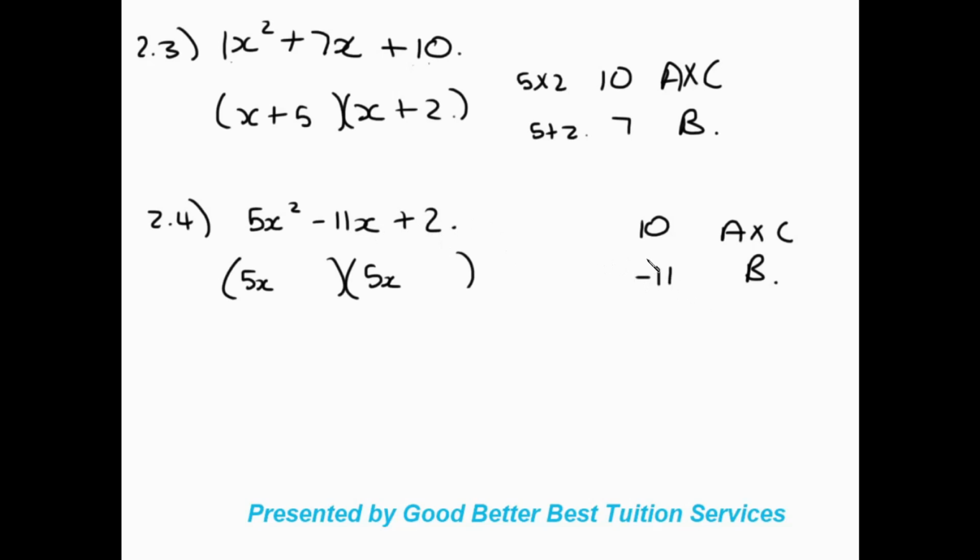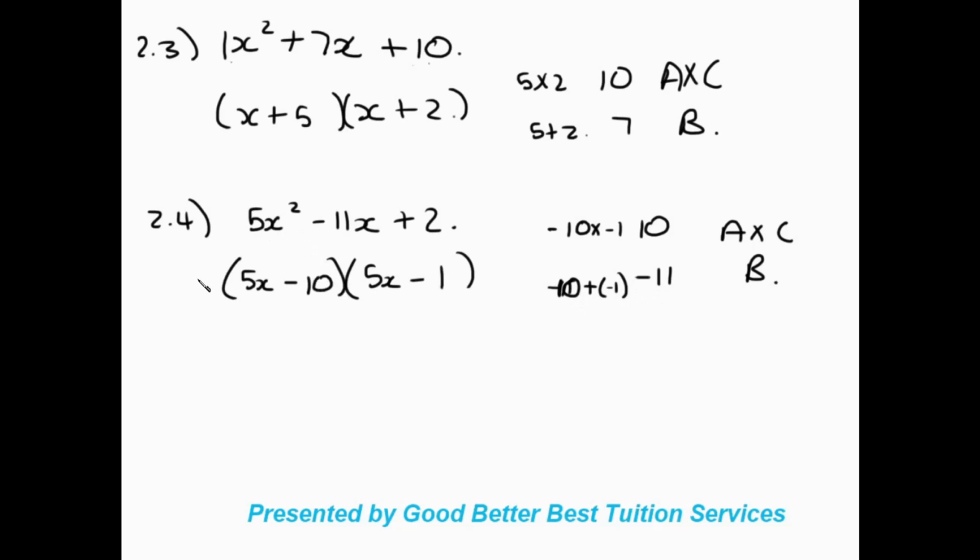Cool. So now, what can I times to get to 10 but add to get to negative 11? Clearly because it's a negative 11, we'll have two negative terms, okay? So what we can do is negative 10 times negative 1, which will give me positive 10, and negative 10 plus negative 1 will give me negative 11, right? So we know that we can have negative 10 and negative 1. So negative 10 in there, negative 1 in there.